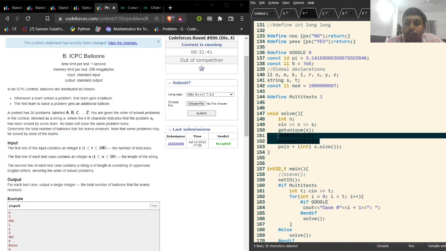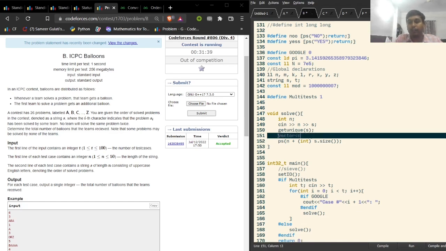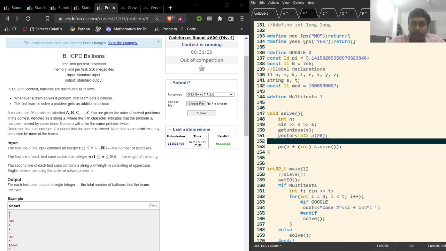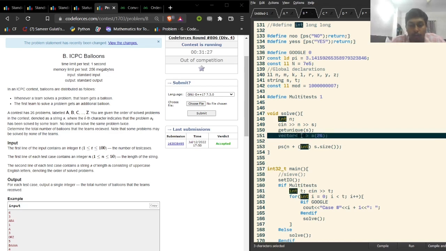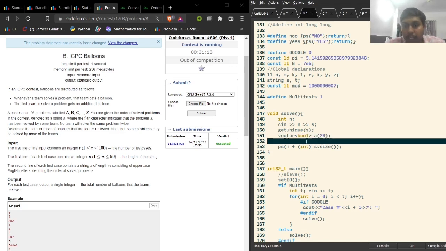You could also solve it in another way. You can have a vector with 26 elements, chars or bools. So once you see A or B or C or D, just mark that we saw it in the vector. And then for all of the elements in the vector which have values equal to 1, just add them to the answer. So if I have to do it, I'll just do it this way.